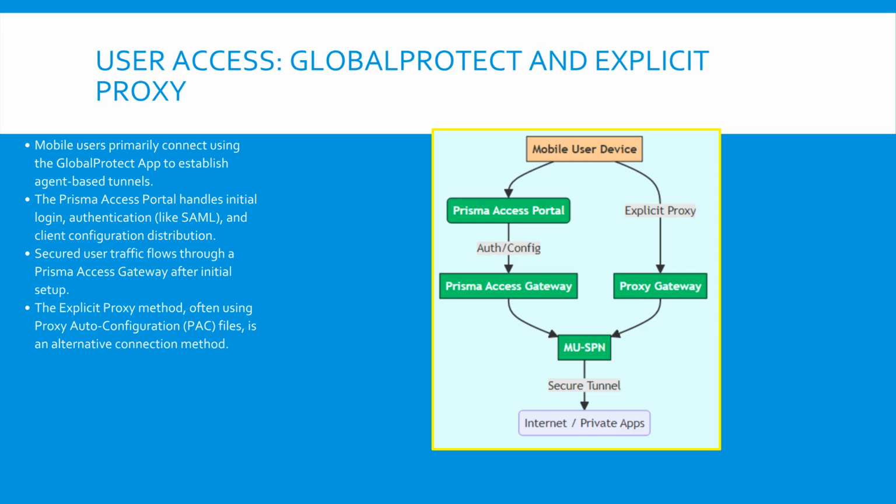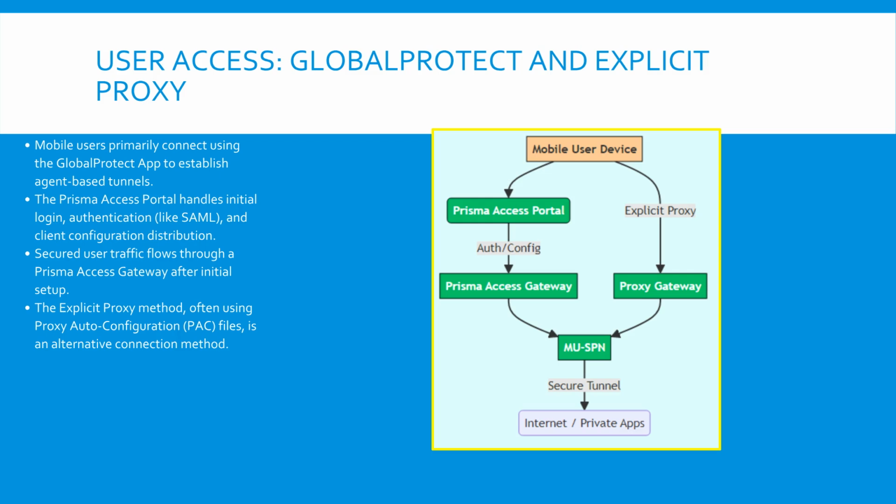A mobile user device first connects to the Prisma Access portal for authentication and configuration. The portal is critical for setting up the user session. This connection then transitions to the Prisma Access gateway for traffic handling. Alternatively, traffic can flow via the explicit proxy gateway path.